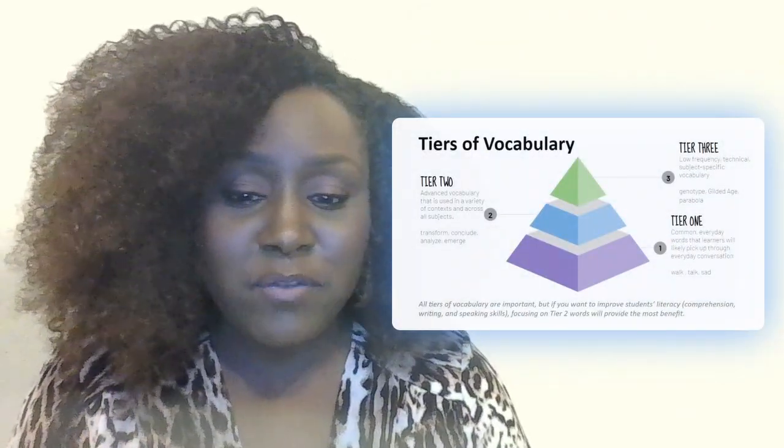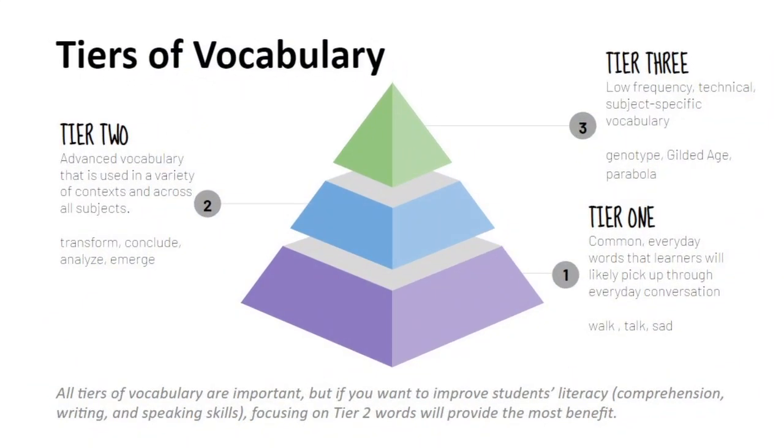Now, as a teacher, it's also very important that you know the tiers of vocabulary. So I'm not going to go too deeply into this. You can see it on the screen. You will also have access to this presentation, so read up on it, but you should know that there are 3 levels of vocabulary, tier 1, 2, and 3. And although all tiers of vocabulary are important, the truth is that if you want to improve students' literacy, their comprehension, their writing, their speaking skills, then you've got to focus on tier 2 words, because those are the words that are seen across content areas in various contexts for students.